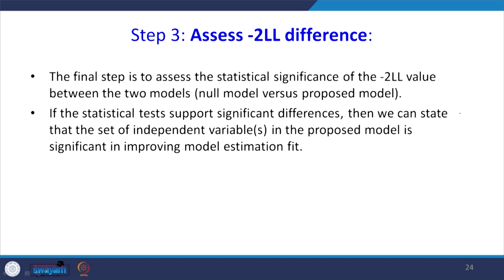The third step is assessing the minus 2LL difference. The final step is to assess the statistical significance of the minus 2LL difference between 2 models, that is, the null model versus the proposed model. If the statistical tests support significant differences, then we can state that the set of independent variables in the proposed model is significant in improving the model estimation fit.